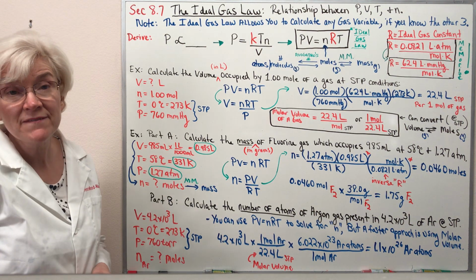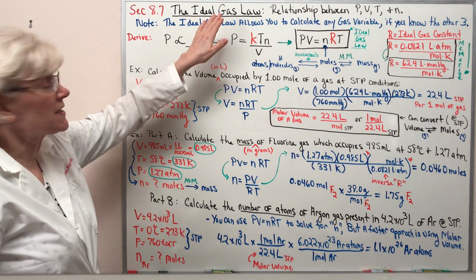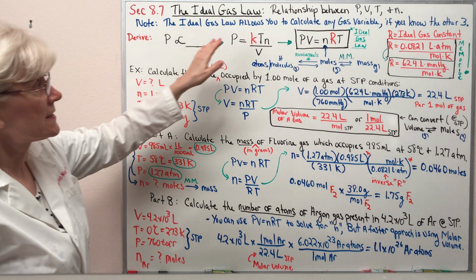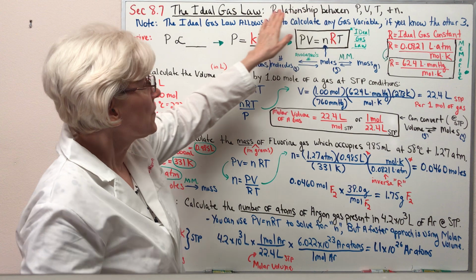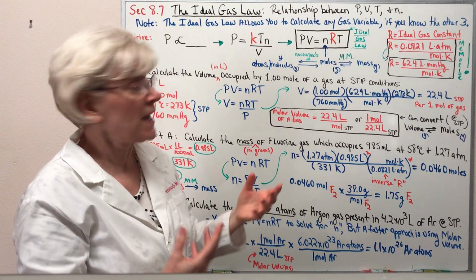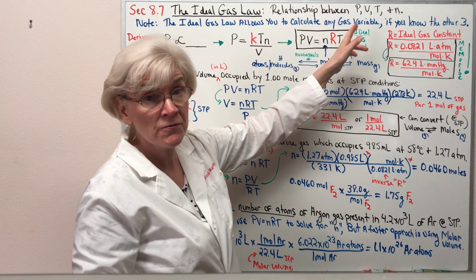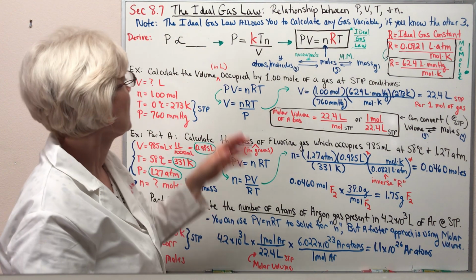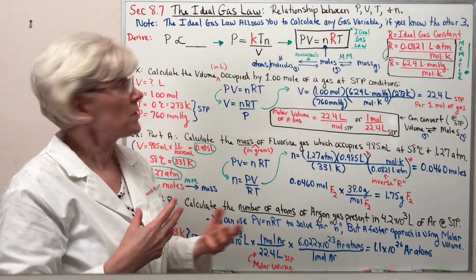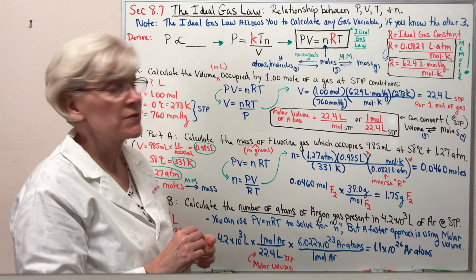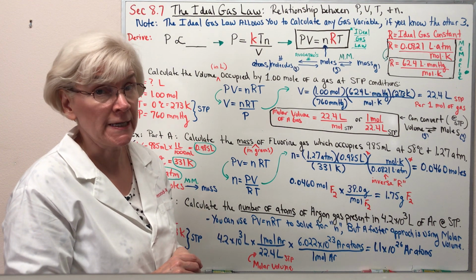Section 8.7 of Chapter 8 introduces the ideal gas law. This is the gas law that incorporates the relationship between all four variables that define a gas: pressure, volume, temperature, and moles of gas. The ideal gas law will allow you to calculate any single one of these gas variables if you know the other three.